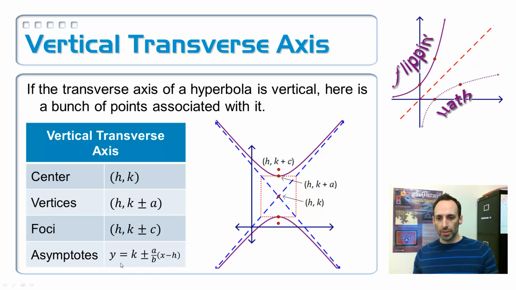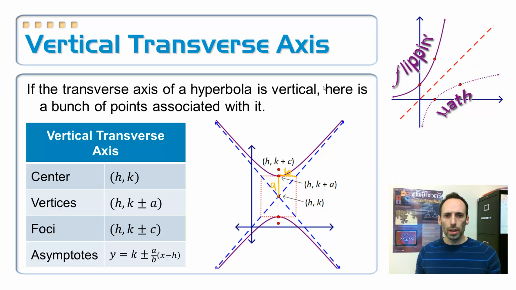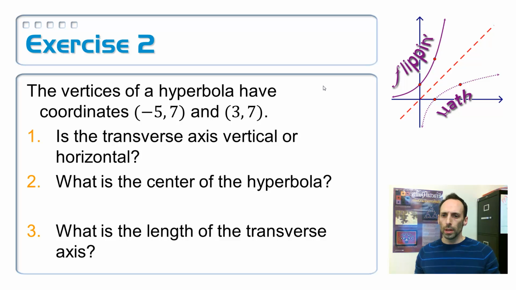Let's look at these asymptotes. So looking at the slope, what do you notice about the slopes of these with the vertical transverse axis versus the previous one with the horizontal? This time, the rise is a, and the run is b. So the slope is a over b. All right, so putting all that stuff together, aren't you finding that flow chart pretty handy? It's like summarizing all this information for you in a nice compact form.